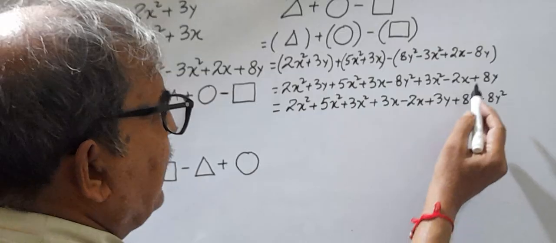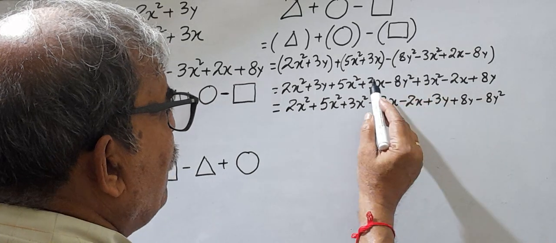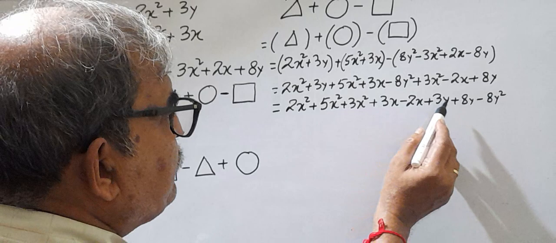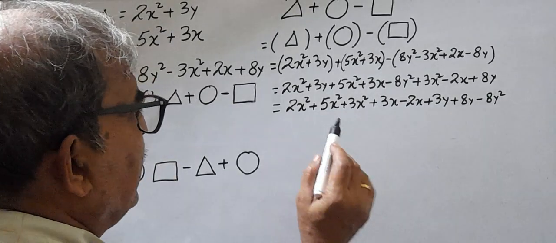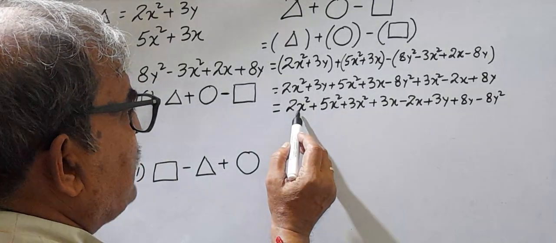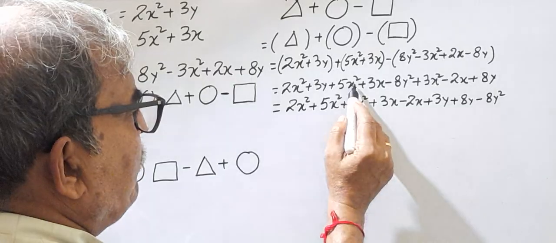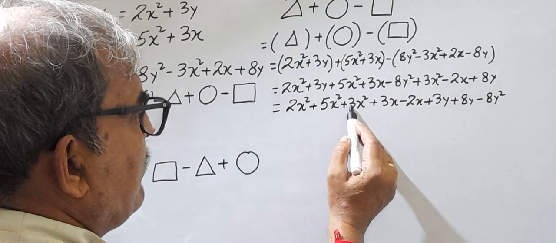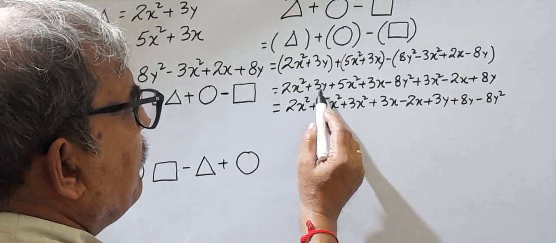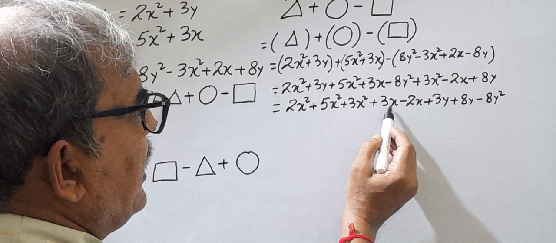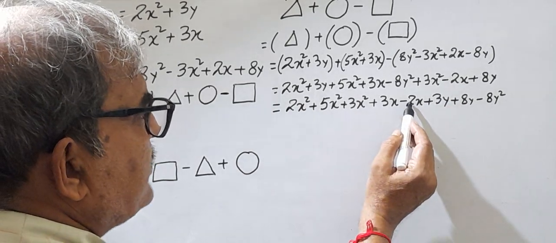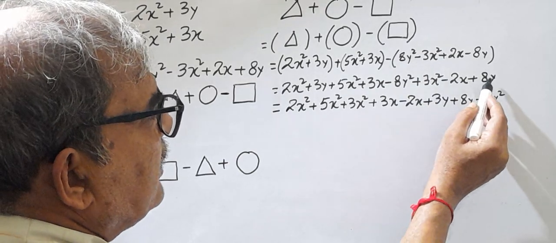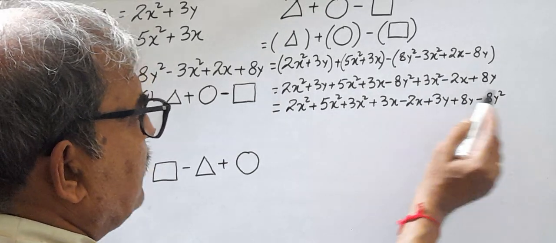And now you count it. Here is 1, 2, 3, 4, 5, 6, 7, 8. Here is 1, 2, 3, 4, 5, 6, 7, 8. All is written. Here 2x square plus, you have written 2x square plus. This is 5x square plus, you have written 5x square plus. It is 3x square plus, you have written plus 3x square. Now see here, plus 3x, you have written plus 3x. Here minus 2x, you have written minus 2x. Now plus 3y, it is plus 3y. And it is plus 8y, you have written now minus 8y square.